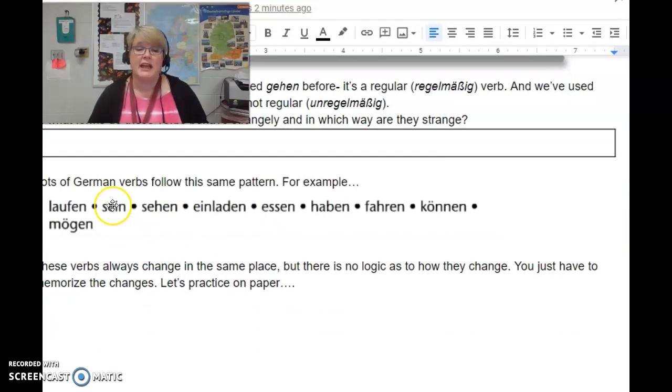Laufen. Now, I wish they hadn't included sein, because it's just totally irregular. But laufen and sehen and einladen and essen and fahren are definitely total stem vowel changing verbs. Haben is just weird. Können and mögen are actually modals. They change, but it's different. And sein and haben are just weird altogether, just like to be and to have in English.